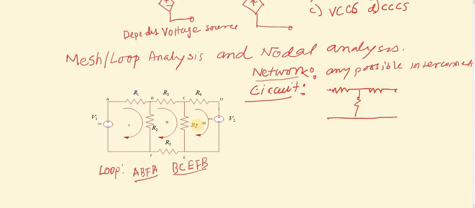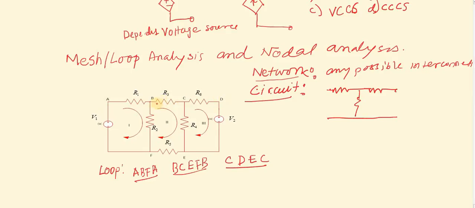This is also a loop. C, D, E, C. This is also a loop. Another loop you may consider is a super loop or super mesh. We will discuss it later. This is a super loop.